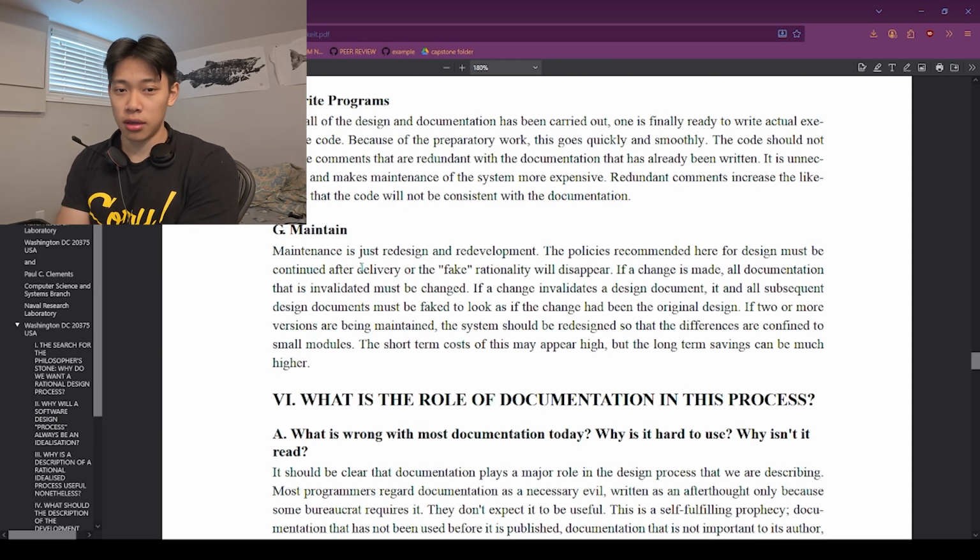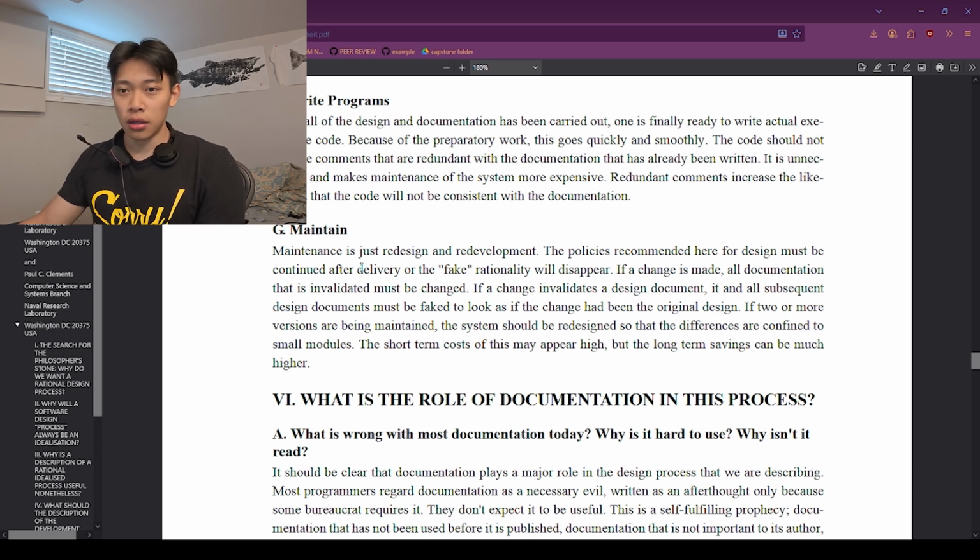Write programs. After all the design and documentation has been carried out, one is finally ready to write the actual executable code. Because of the preparatory work, this goes quickly and smoothly. The code should not include comments that are redundant with the documentation that has already been written. It is unnecessary and makes maintenance of the system more expensive. Redundant comments increase the likelihood that the code will not be consistent with the documentation.